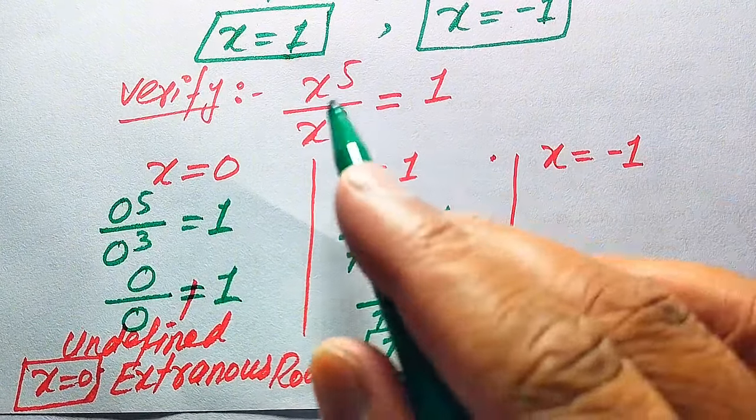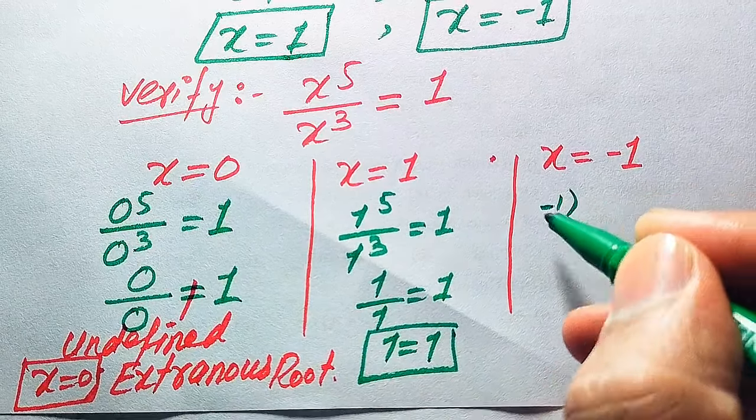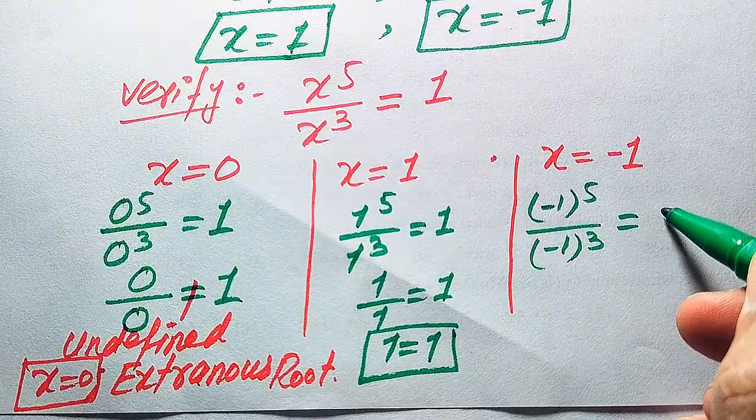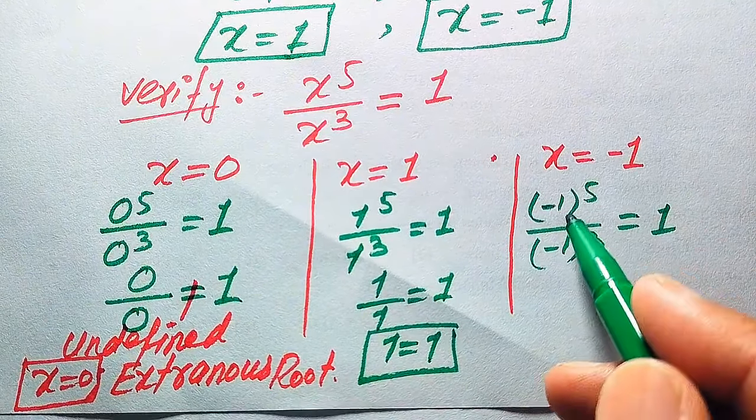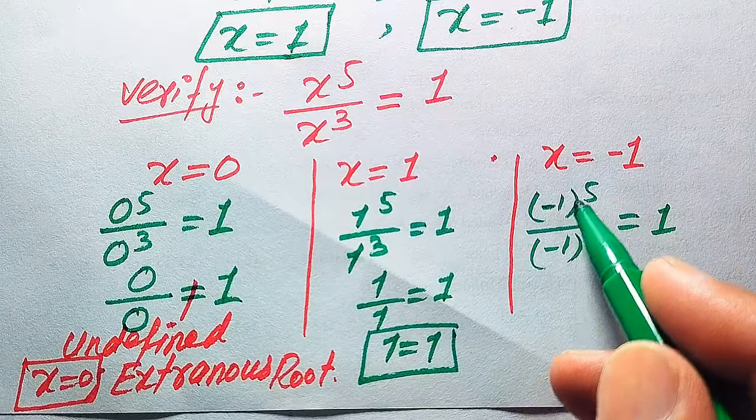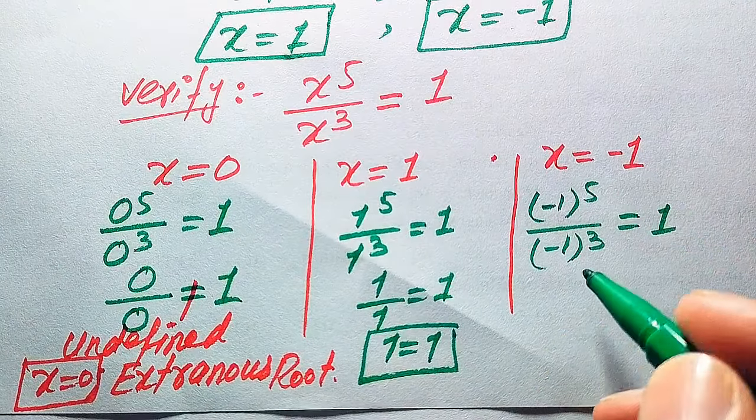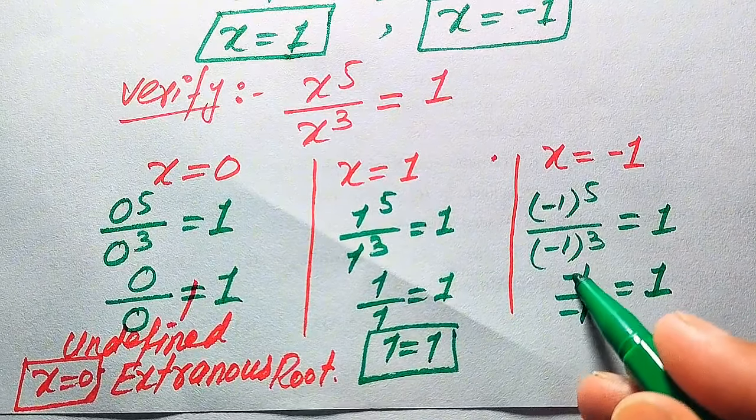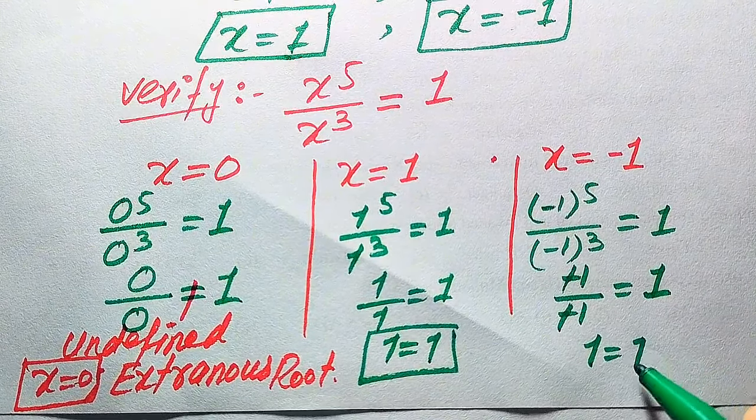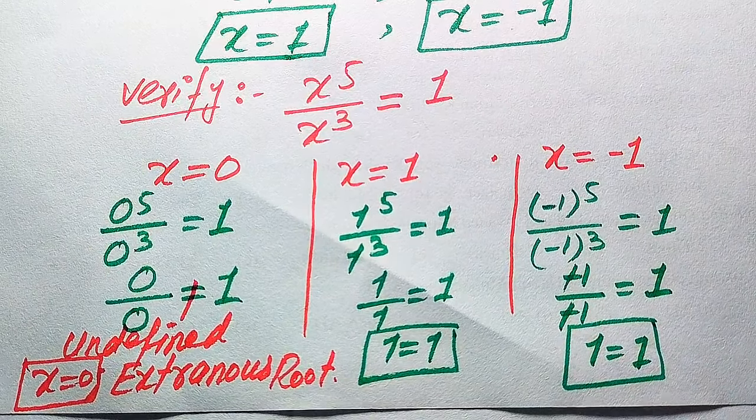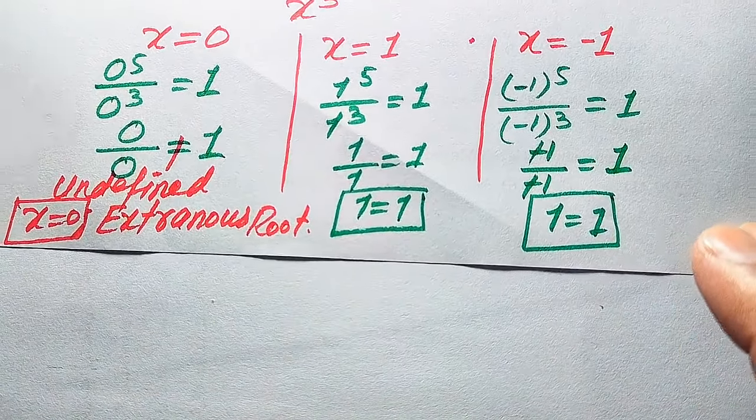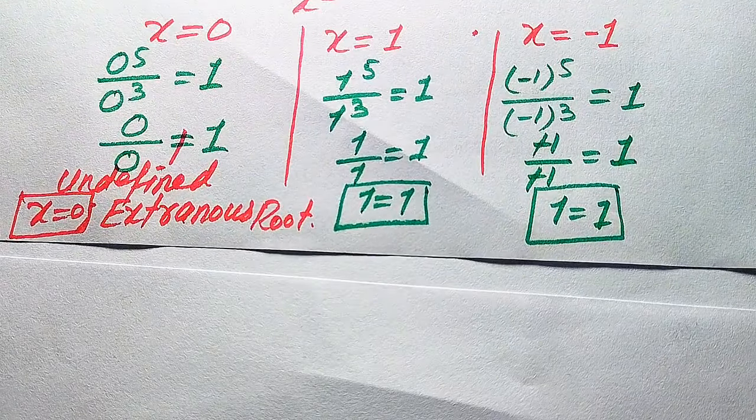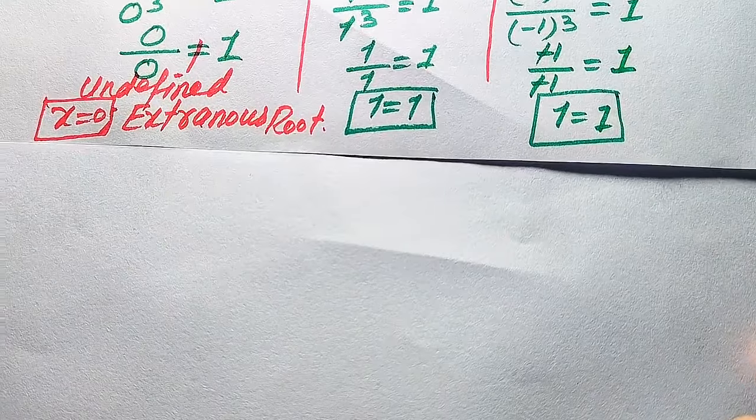So when we put x equals minus 1 here, it becomes minus 1 to the power of 5 divided by minus 1 to the power of 3 equals 1. This is the right hand side. So we know that when you have a negative term with an odd power, it becomes minus 1 in both of these cases, and you get 1. So this minus and minus are gone, and you get 1 equals 1. So this also shows that both of the sides are again equal, which means that x equals minus 1 is also a solution of the given equation.